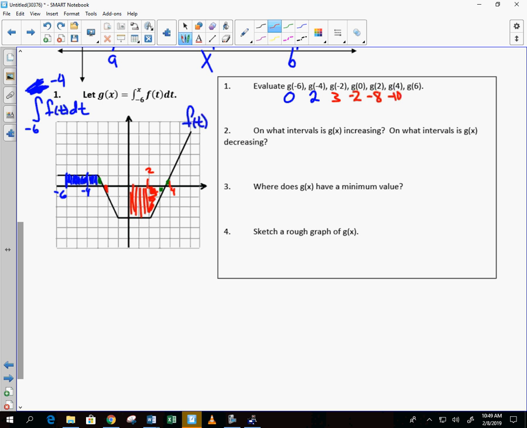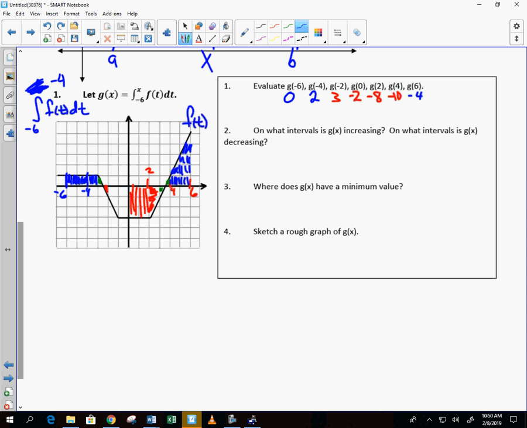And finally, I'm going to do g of 6. So I go on over to 6, and I'm going to pick up area. Is the area going to be positive or negative? Positive. So what would you estimate that positive area to be? 3, 4, 5. Sure, about 6. So that'll bring us to about -4 then? Okay. Everybody okay with that?